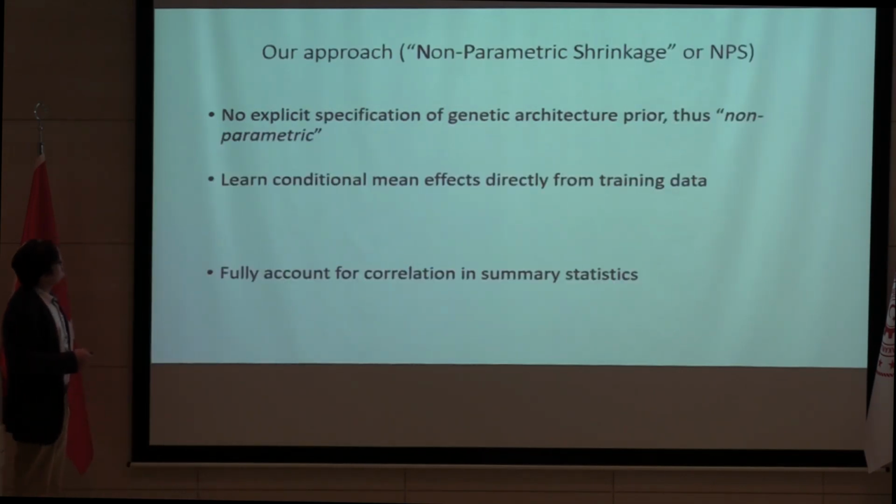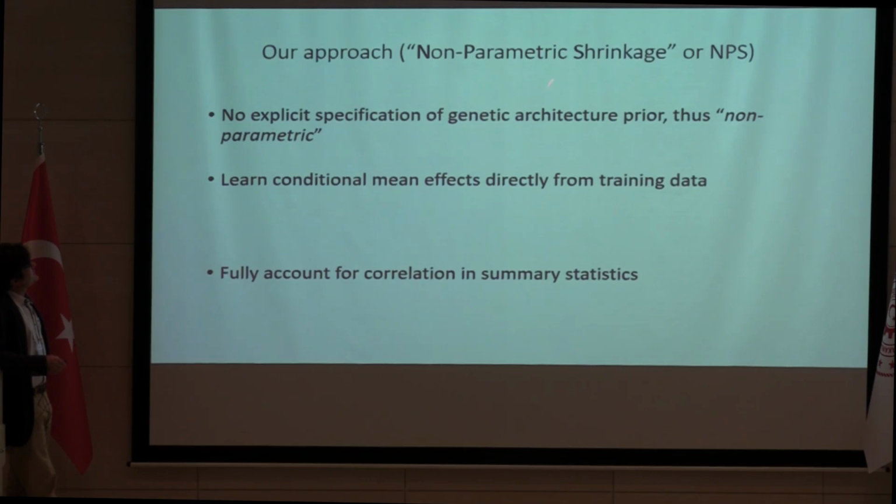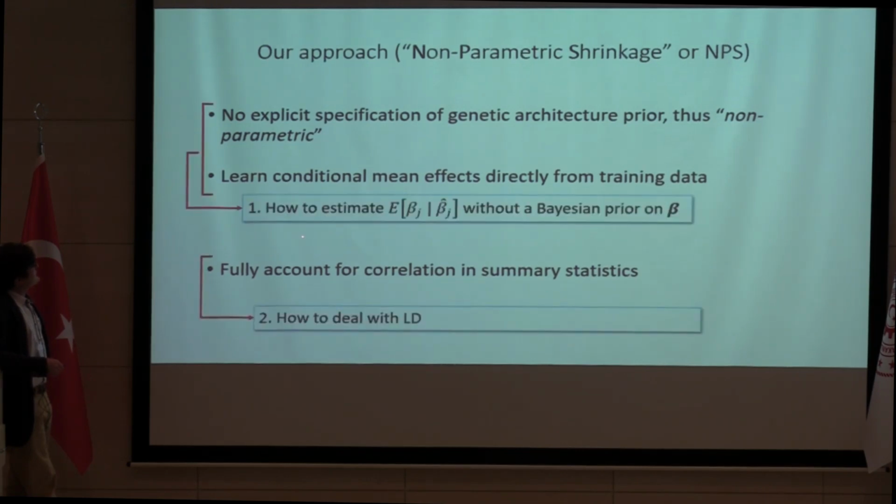So what we developed is, again, we'll talk about other methods. I'm just using one we developed because it's easy for me to talk about. It's called non-parametric shrinkage, and the idea is that we estimate it without a prior, and the other thing is we base it on data. Now I'll talk first about the method as if LD doesn't exist, because otherwise it's hard, and then I'll talk about how we treat LD.